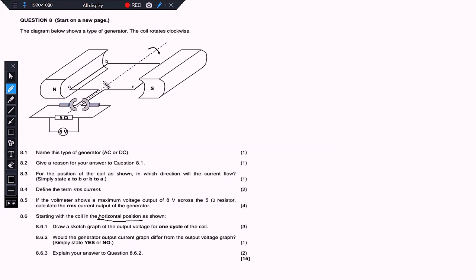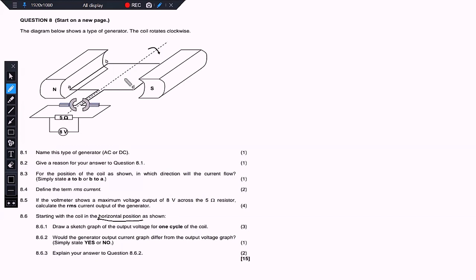So normally in a vertical position, that's the starting point, right? That's where your magnetic flux is just zero. But when it's at a horizontal position, this is the point where it exhibits maximum magnetic flux, right? So now they want you to draw it starting from that horizontal position.